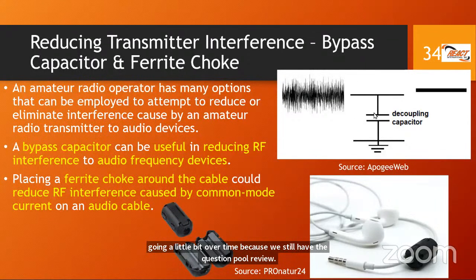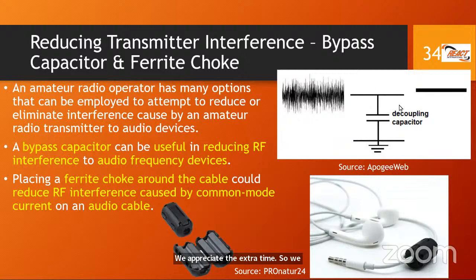So we use a bypass capacitor, sometimes called a decoupling capacitor, and you have interference here. And notice when we use the decoupling capacitor or the bypass capacitor, the interference may be significantly reduced. So that's one of the techniques that we use. A bypass capacitor can be useful in reducing RF interference to audio frequency devices. And this is an exam question.